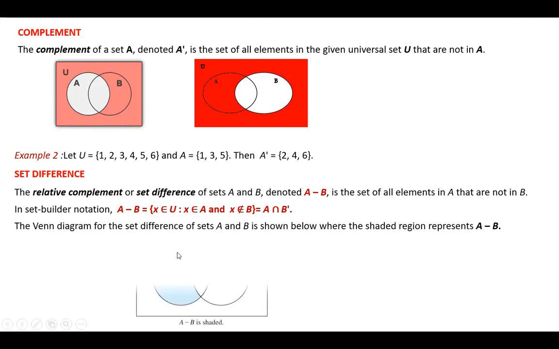Okay, in the Venn diagram notation, the set difference is just this one here. You are listing the elements that are in A, but not in B. That's the set difference.